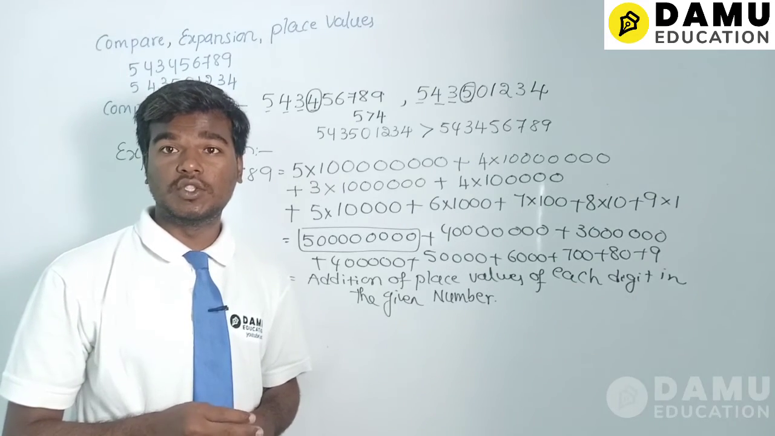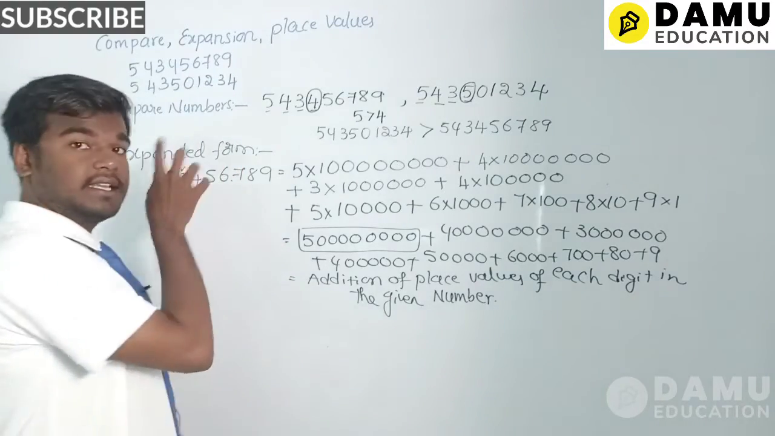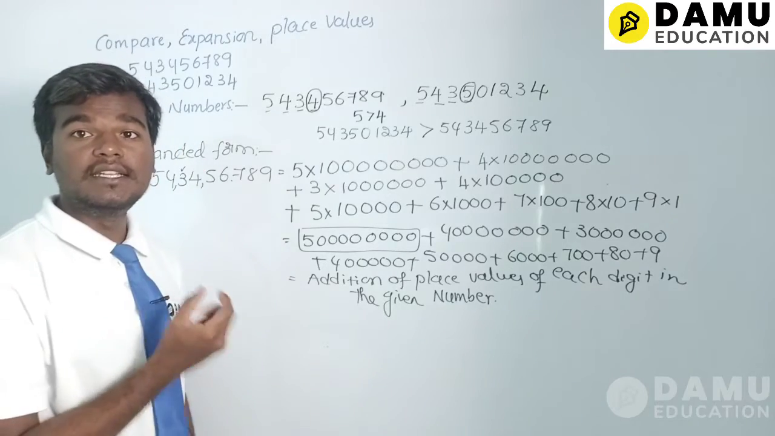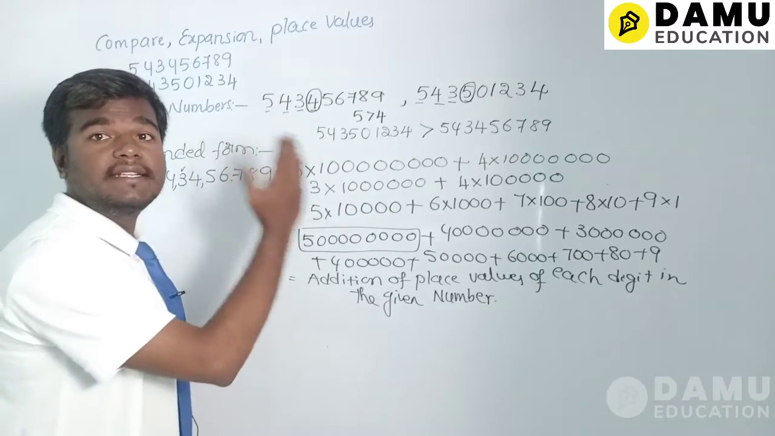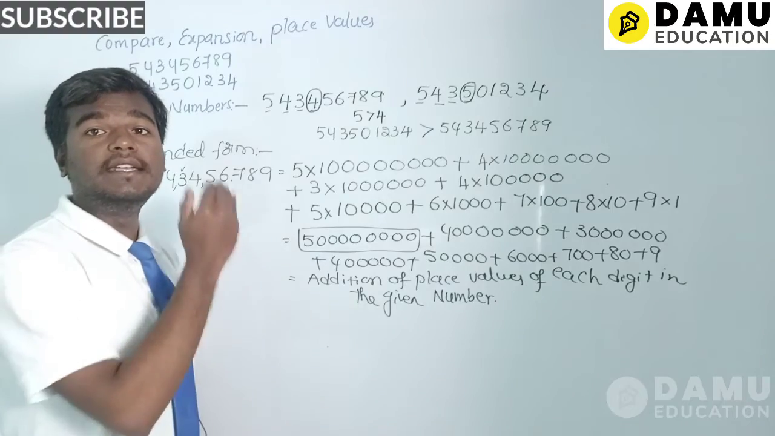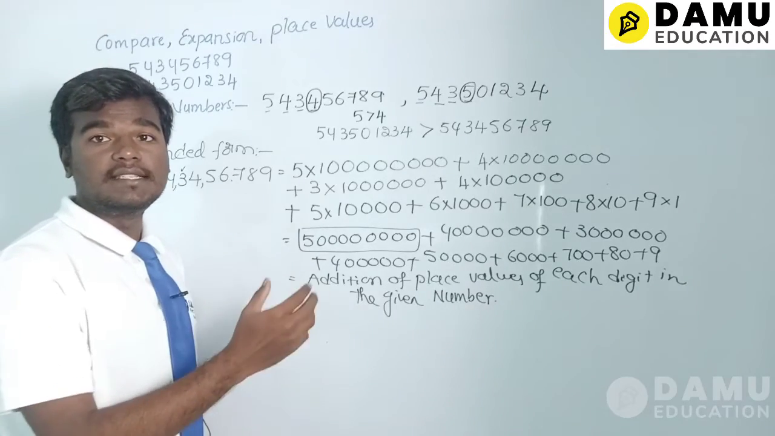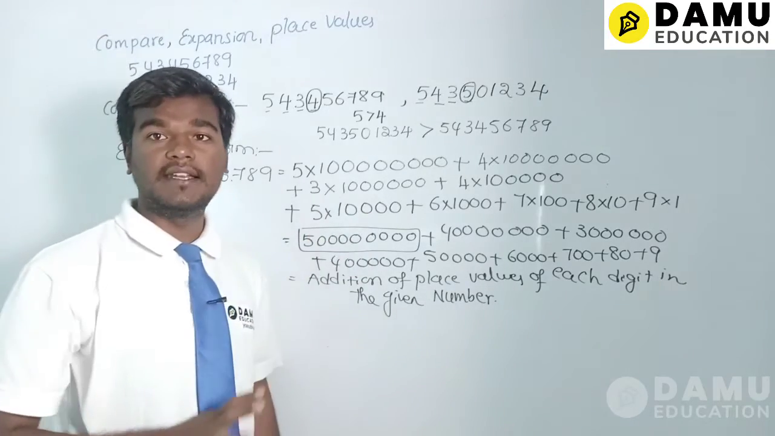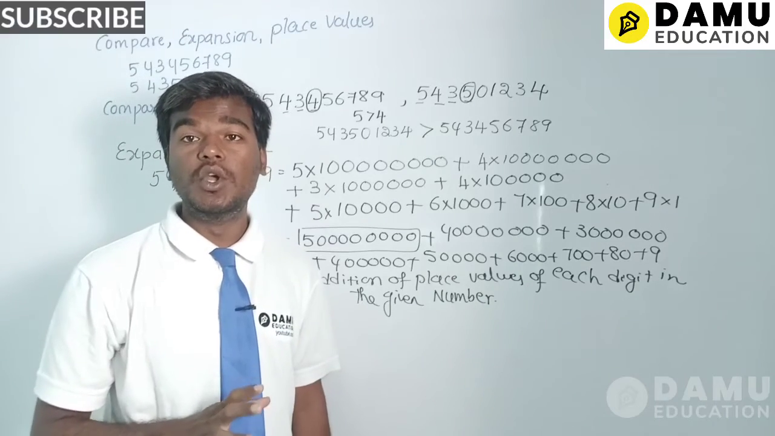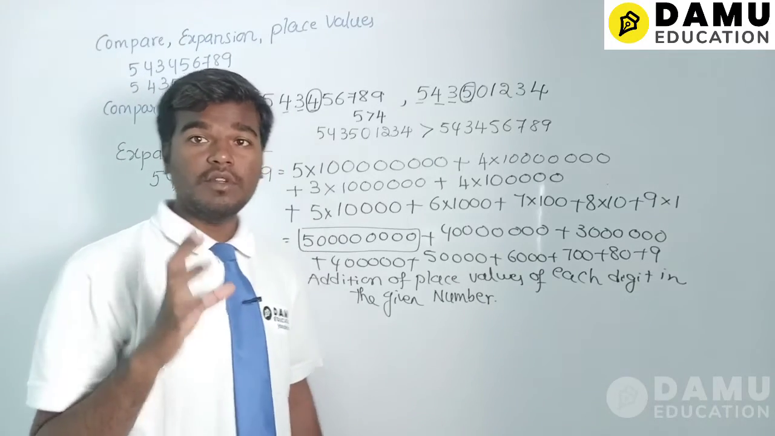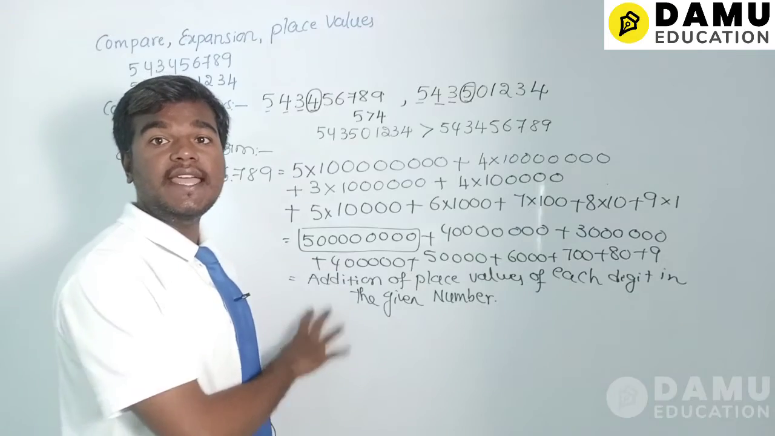So the logic I took here is, whatever the given number, let's take any digit. For that digit, on the right side, how many digit places are there, that many zeros you can take blindly. That is the logic to remember here. And what is the easy way to write? So this is the expanded form.